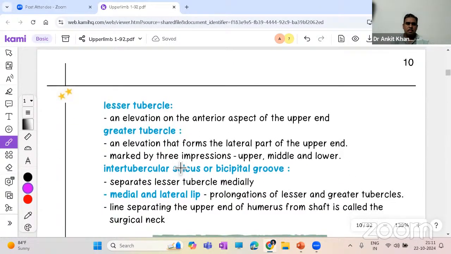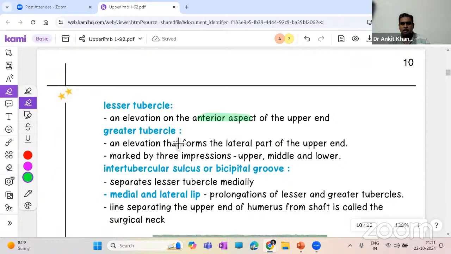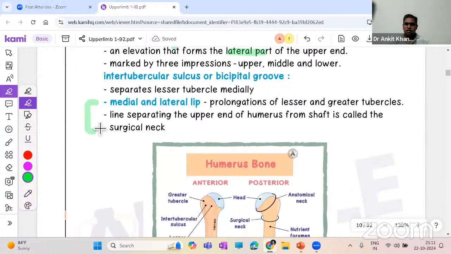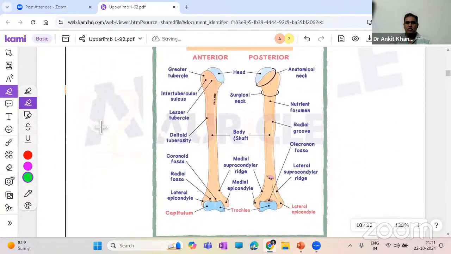You'll see it more. Lesser tubercle is an elevation on the anterior aspect. Don't forget this. Greater tubercle goes laterally. Intertubercular sulcus we have seen, with the different muscles attached to it. And a few points over here, humerus bone anteriorly and posteriorly. Posteriorly we will mainly have the radial groove and olecranon fossa. Don't miss out on these important points. Look at the anatomical neck and surgical neck locations. Anteriorly, don't forget the lesser tubercle, the deltoid tuberosity, and capitulum and trochlea also. Simple names you should know.